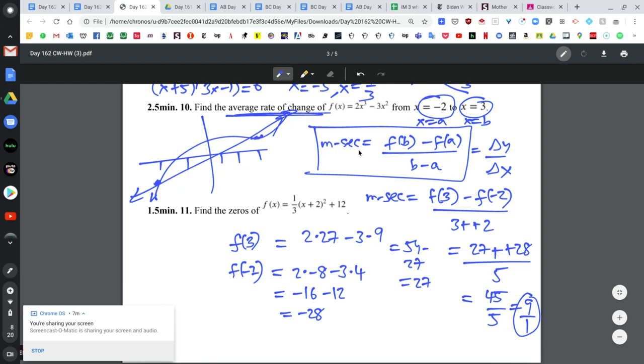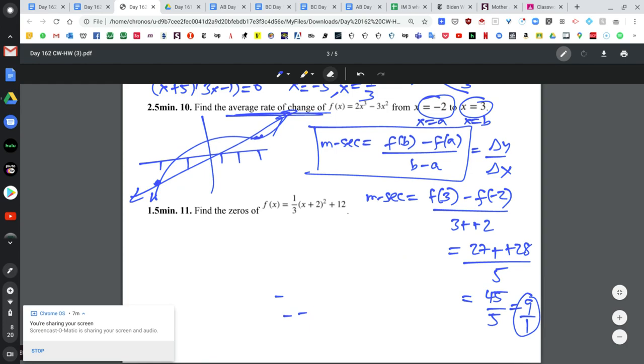Okay. You can pause the video, attempt 11 yourselves. Again, look over the work in number 10 once again if you need to. Observe the formula, please.